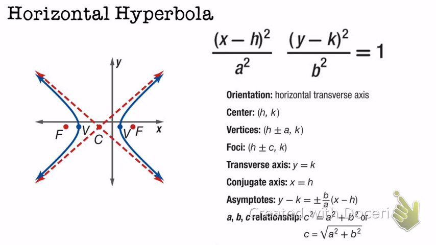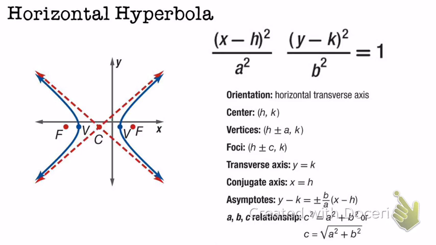So same as the last problem, you're going to go a spaces left and right since it's underneath the x, and b spaces up and down since it's underneath the y. You're going to draw a rectangle through those 4 points. Then you're going to draw the diagonals of the rectangle. Those will be the asymptotes.